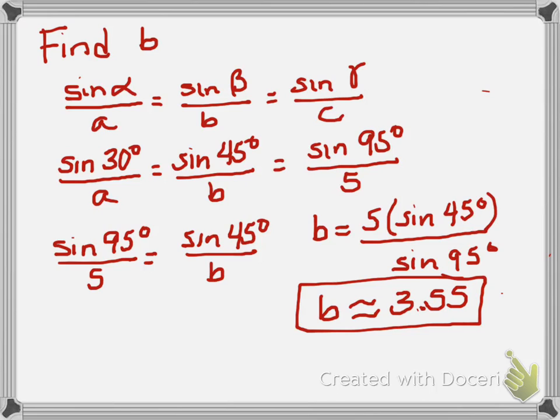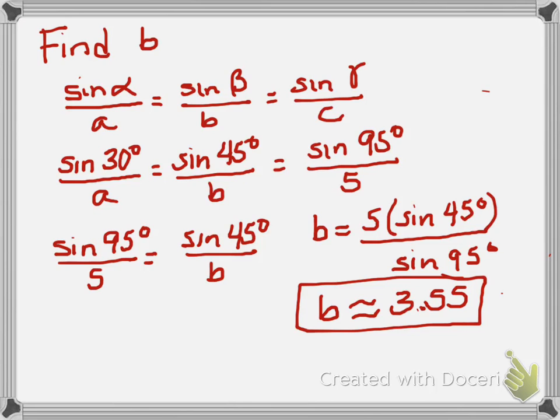I skipped some steps, but you should be able to follow along because you are my wonderful, extremely bright pre-cal students. So B is equal to 5 times the sine of 45 degrees divided by the sine of 95 degrees. Then I put that into my handy dandy calculator and I get that B is approximately equal to 3.55.